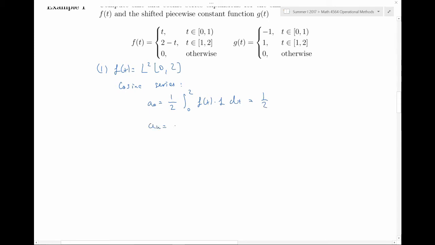AK we need to be computed as 2 over L, so it's going to be 2 over 2. The integral from 0 to 2 of f of t times cosine of pi k t over L, which is 2, dt. If you compare this formula to the integral we computed in the previous lecture, then you see that the expression inside the cosine has changed. Previously it was just pi kt, now it's pi kt over 2. So let's go ahead and compute those coefficients.